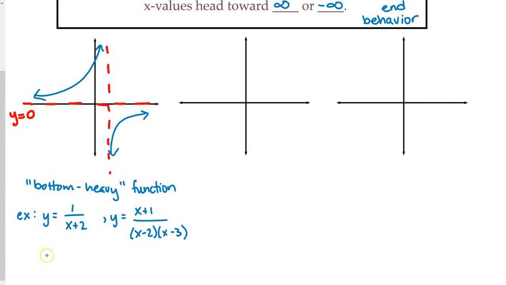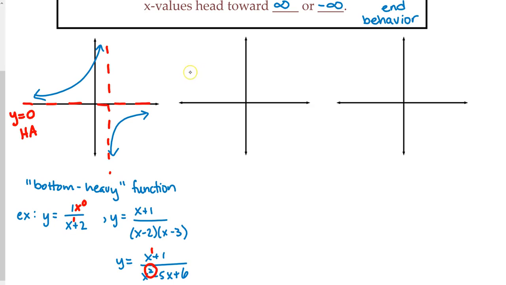So you can imagine if you were to multiply the denominator out on this second example, what you can see is that the degree of the denominator, the degree being the highest exponent, is greater than the degree of the numerator. And that happens on my first example as well. The degree of the denominator is 1. The degree of the numerator is 0. So when the degree of the denominator is larger, it's bottom heavy, and it will have a horizontal asymptote y equals 0.